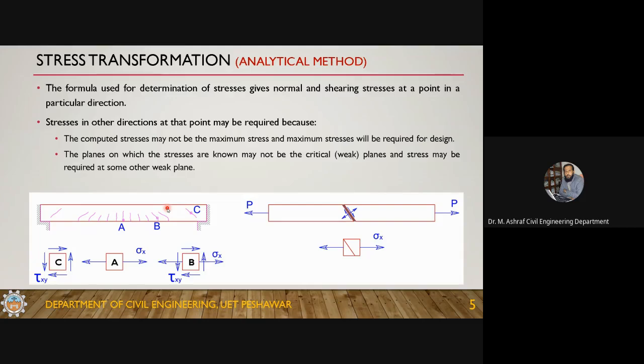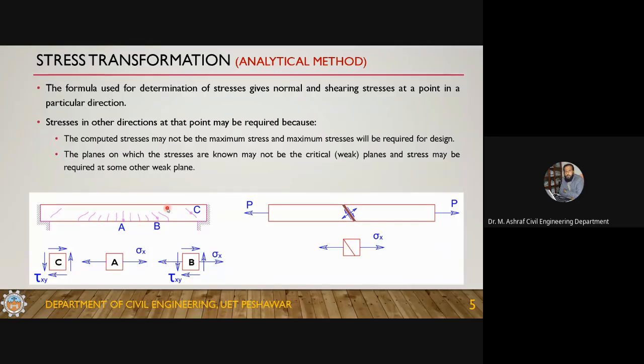Because you need stresses for design. Okay, you should know whether the state of stress at this particular point will cause any failure of the body or not. So you need the state of stress. And when you calculate all the stresses, then you can play with this one.